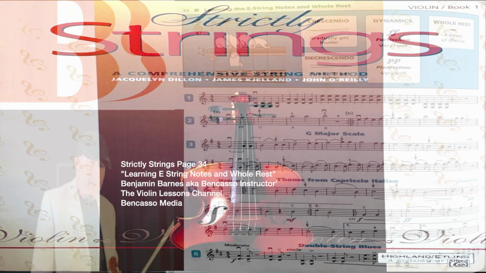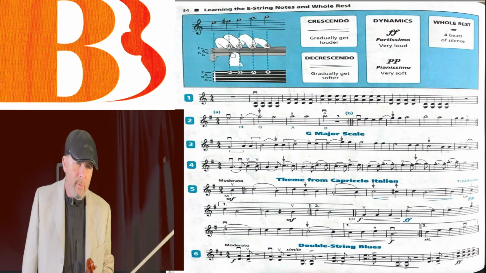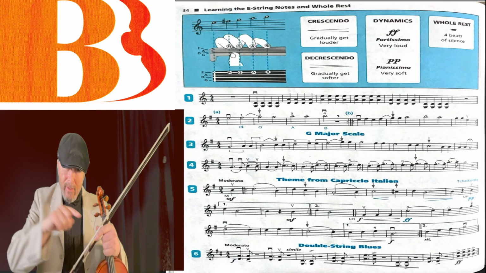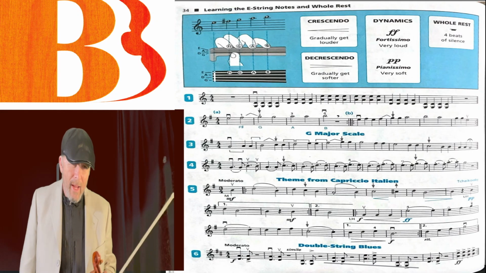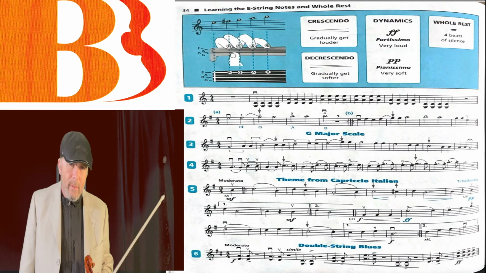This is Strictly Strings, page 34, learning the G string notes and whole rest. So the vocabulary is crescendo. It's the lines that go this way. They expand as you go left to right and gradually get louder.